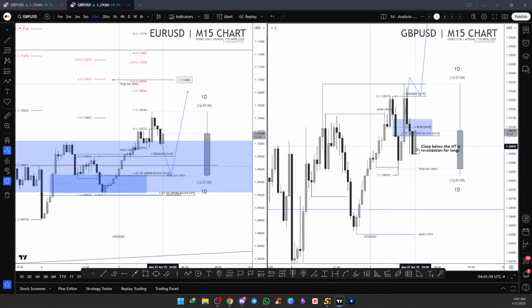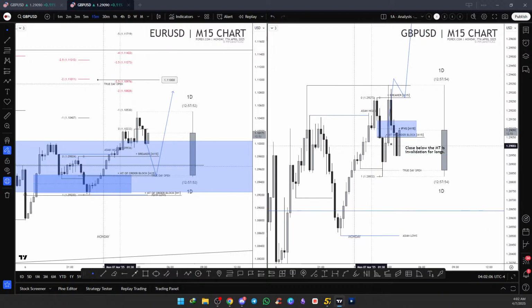So these are my rules. My rules help me prevent myself from making losses and making mistakes. So that's what I have done here.